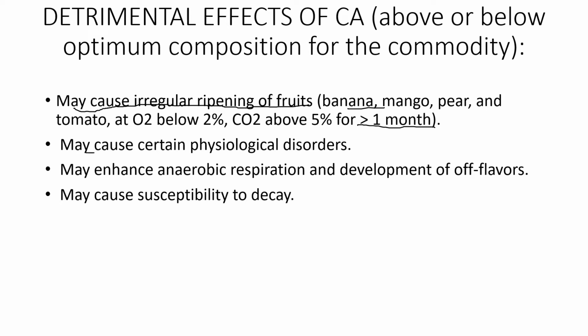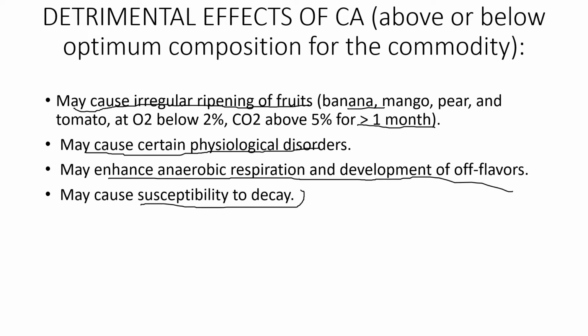It may cause certain physiological disorders as well. It may enhance anaerobic respiration and development of off flavors. Also it may cause susceptibility to decay. So these are some of the drawbacks of storing under controlled atmosphere conditions. Also this point is very interesting: if O2 levels are kept below 2% and CO2 levels are kept above 5% for more than a month, it will not cause proper ripening of foods. So it should be less than a month for proper ripening of foods. So definitely this is a drawback again.